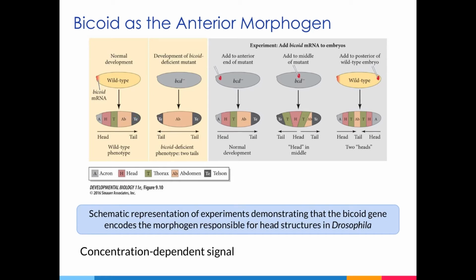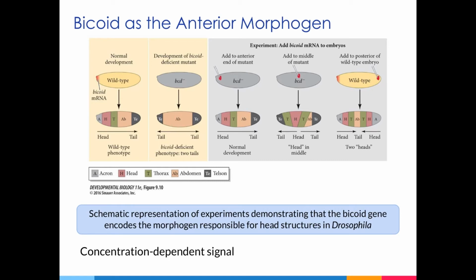If an embryo is taken from a mother which is a bicoid mutant, so it means that the mother cannot pass bicoid to the oocyte, this oocyte from the bicoid deficient mother lacks all anterior structures. So it has instead two tails that flank an abdomen. It's curious that two tails form instead of just an abdomen and a tail.